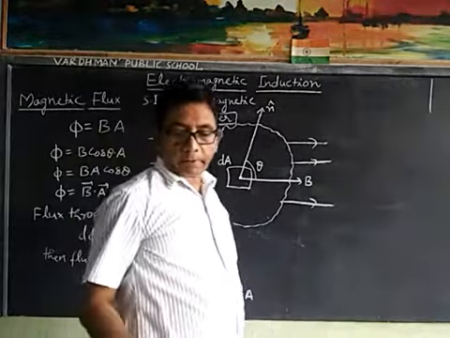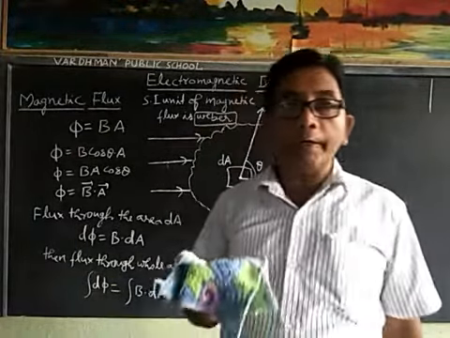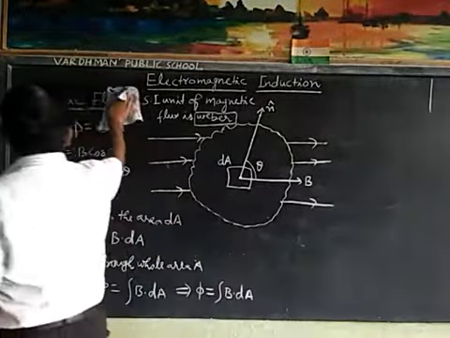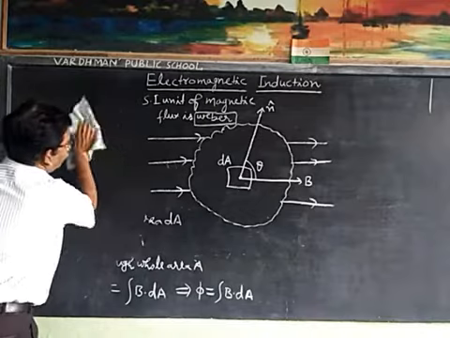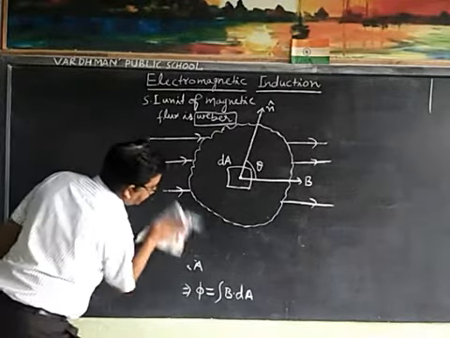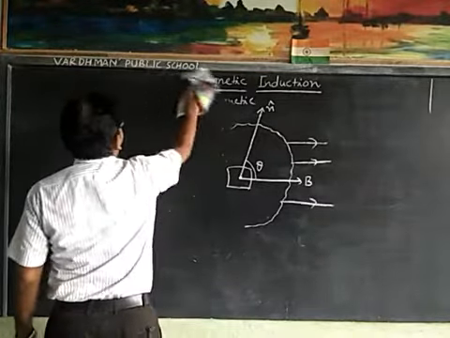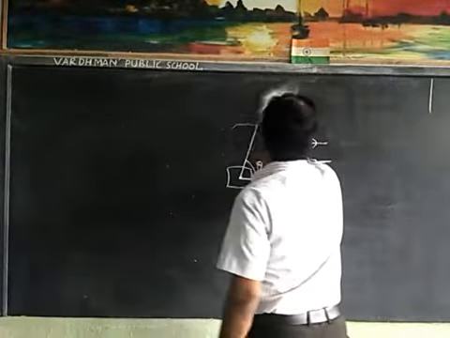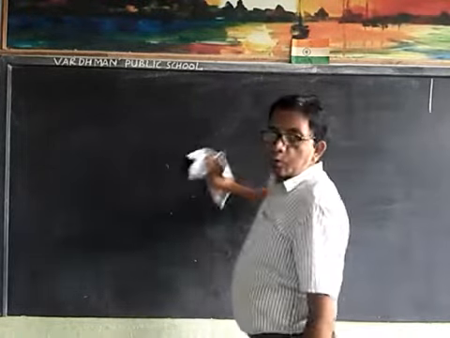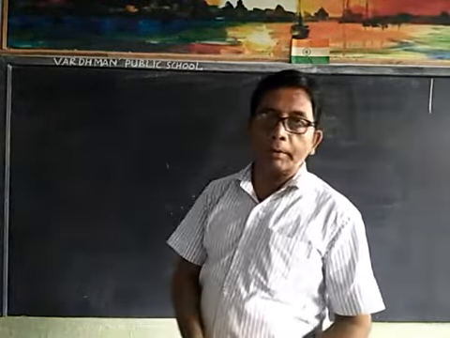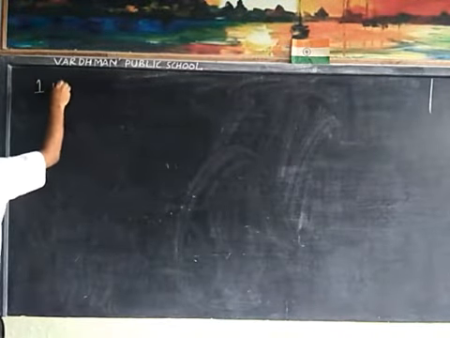Now we will define 1 Weber. One Weber can be written as 1 Tesla into 1 meter square.